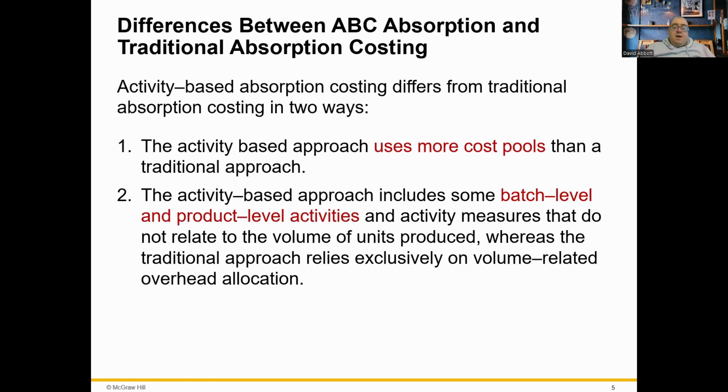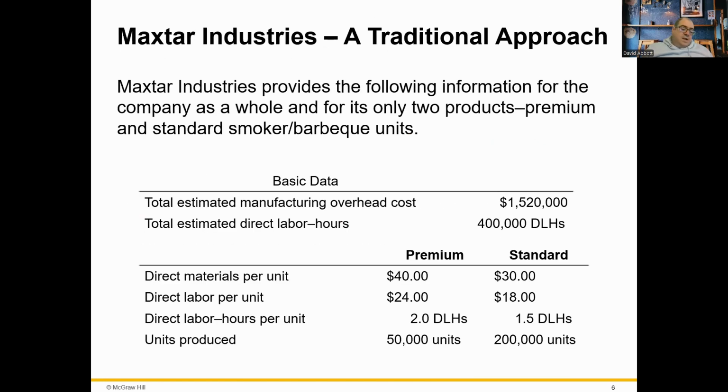Now activity-based absorption costing differs from traditional absorption costing in two ways. So this differs from what we did previously in that the activity-based approach uses more cost pools than a traditional approach. And also the activity-based approach includes some batch level and product level activities and activity measures that do not relate to the volume of units produced, whereas a traditional approach relies exclusively on volume-related overhead allocation.